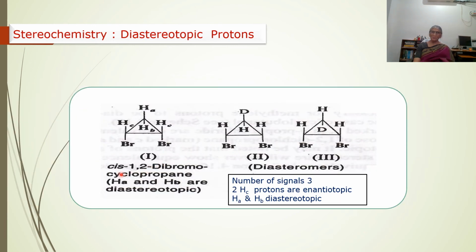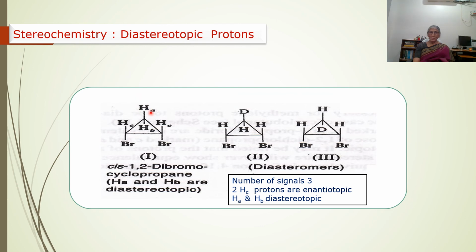This is cis-1,2-dibromocyclopropane and this compound shows 3 signals. One signal because of proton A, second signal because of proton B, and the third signal because of proton C. Protons A and B are diastereotopic protons and protons C are enantiotopic protons because there is a plane of symmetry passing through carbon number 3 which makes protons C enantiotopic protons.